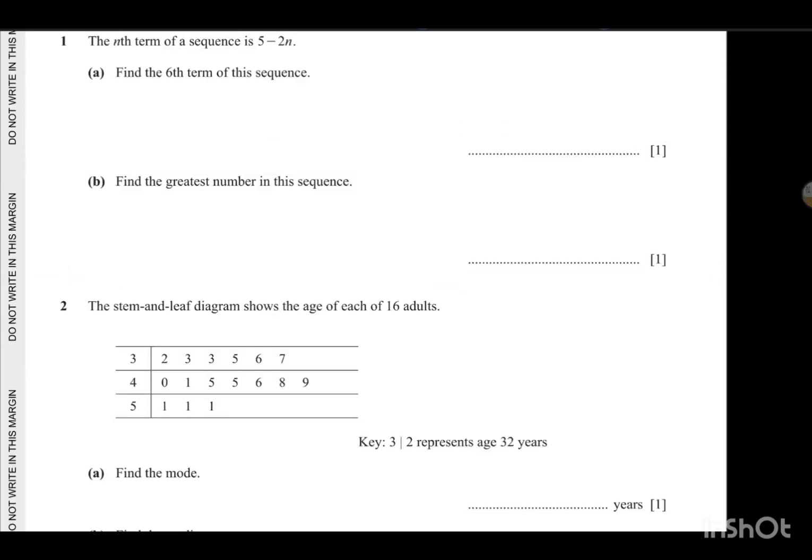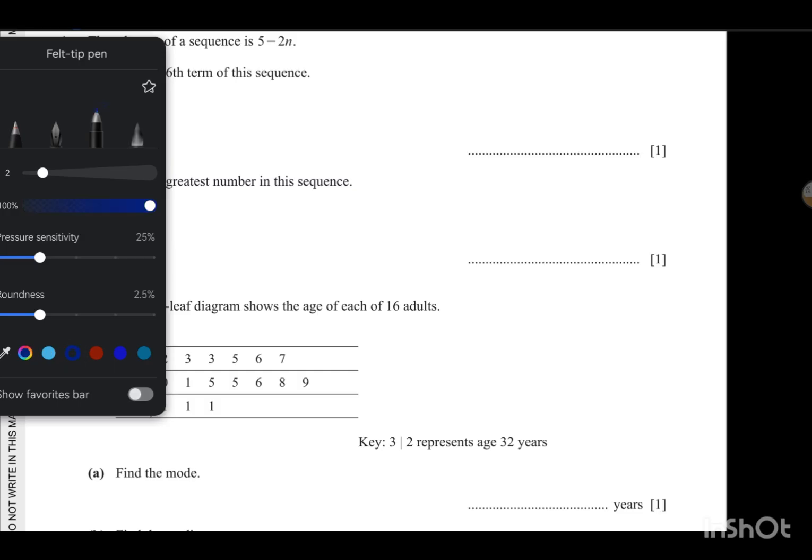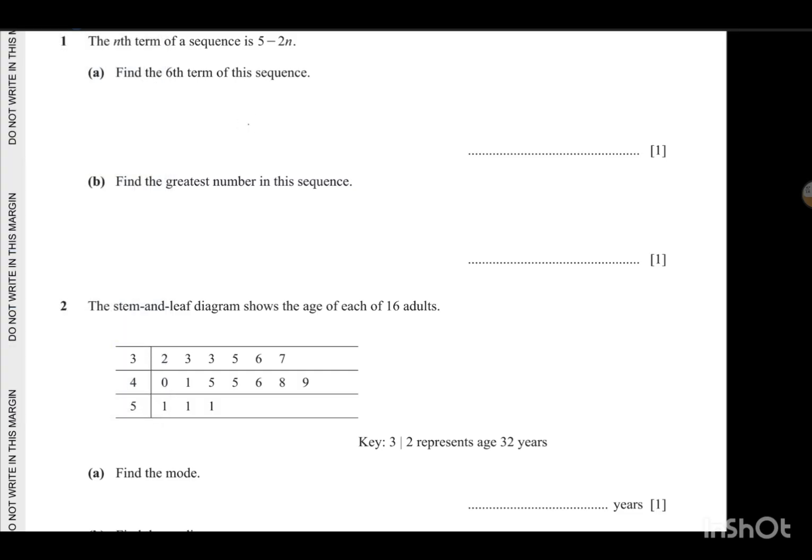Question number 1. The nth term of a sequence is 5 minus 2n. A. Find the sixth term of this sequence. So here we have to find the sixth term. We just have to substitute 6 in the place of n. Sixth term is equal to 5 minus 2 into 6. That is 5 minus 12, so it is minus 7. The sixth term is minus 7.